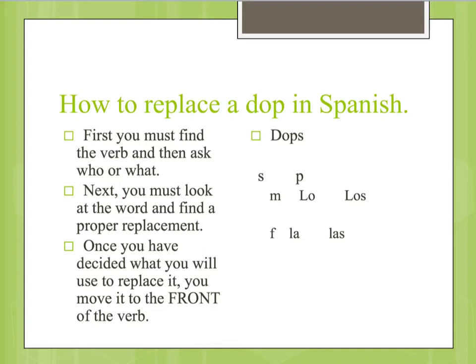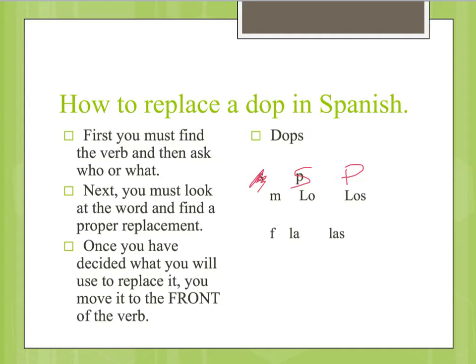How to replace a DOP in Spanish. First, you must find the verb and then ask who or what. Then you have to look at the word and find a proper replacement. This didn't work out as well as I wanted it to, now that I'm looking at it. You're going to make that an S, and the P should be over here. So ignore this random S over here.